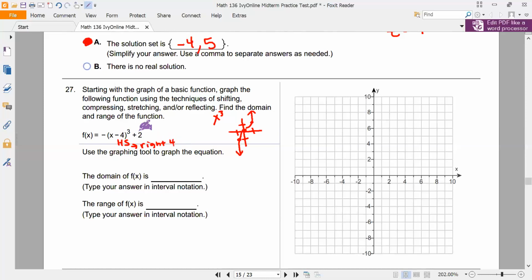Okay. If you have a number added after the function, that's going to be a vertical shift, and you do exactly what you see. So we're going to do positive means up two. If it had been negative, we would have gone down two. And then we also have this negative out front. When you have a negative in front of a function, it reflects across the x-axis.